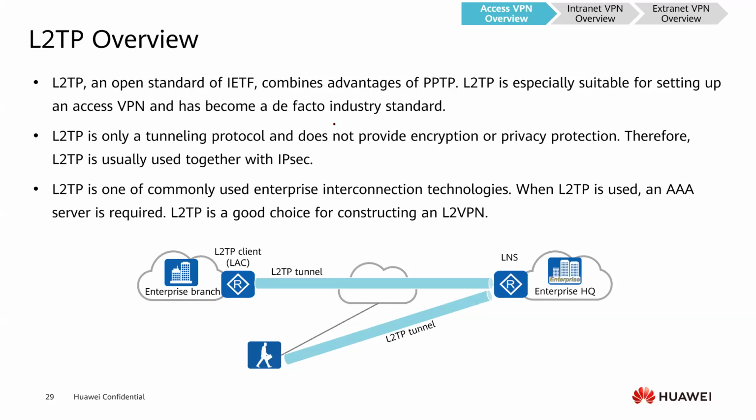Another one is L2F, but L2F is a Cisco technology, so we will not talk about it. But L2F you can basically consider similar to PPTP. So the one widely used as access VPN is L2TP. L2TP basically creates a level 2 tunnel, and L2TP itself also cannot support security features. So L2TP most of the time will be used with IPsec.